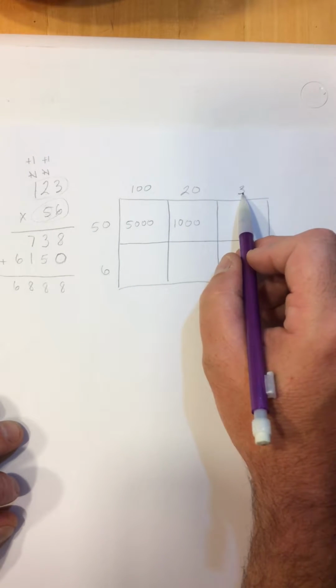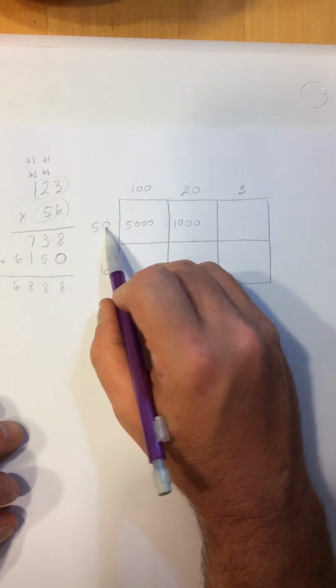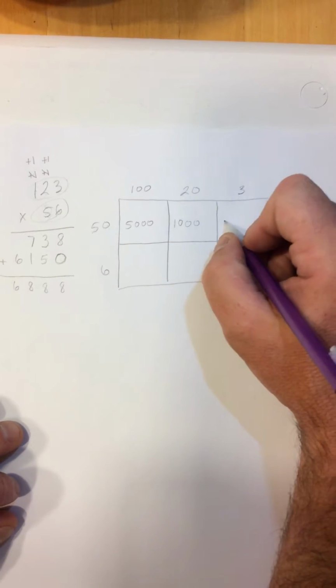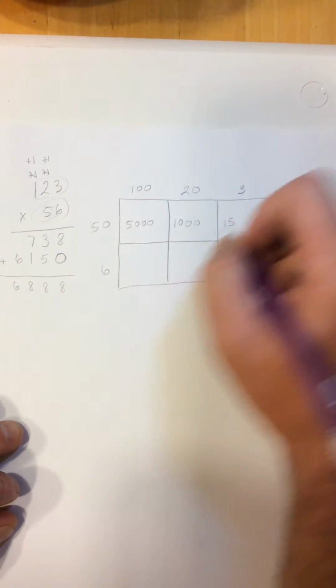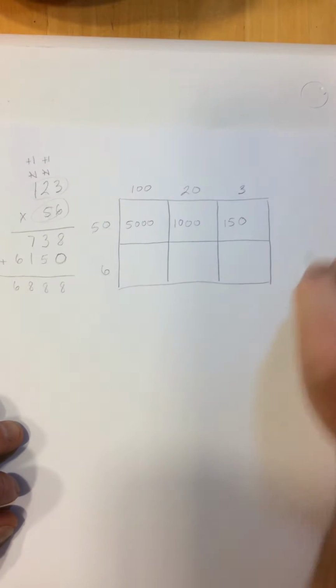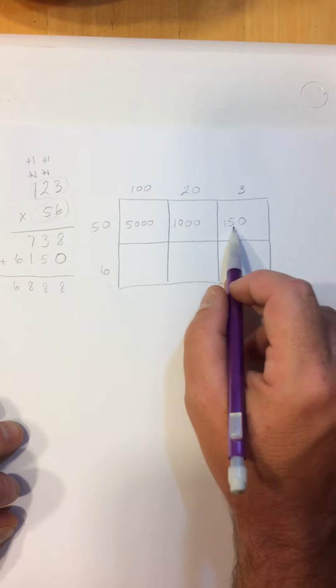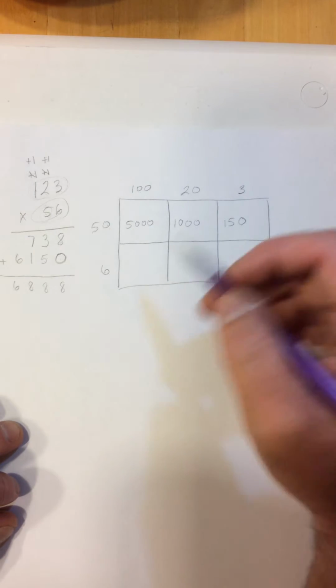Then we're going to do the same thing to the last box. I have 50 times 3. Well, 5 times 3 is 15. I have 1 0 over here. I don't have any others, so I'm going to put it in there. Well, 50 times 3 is going to equal 150.